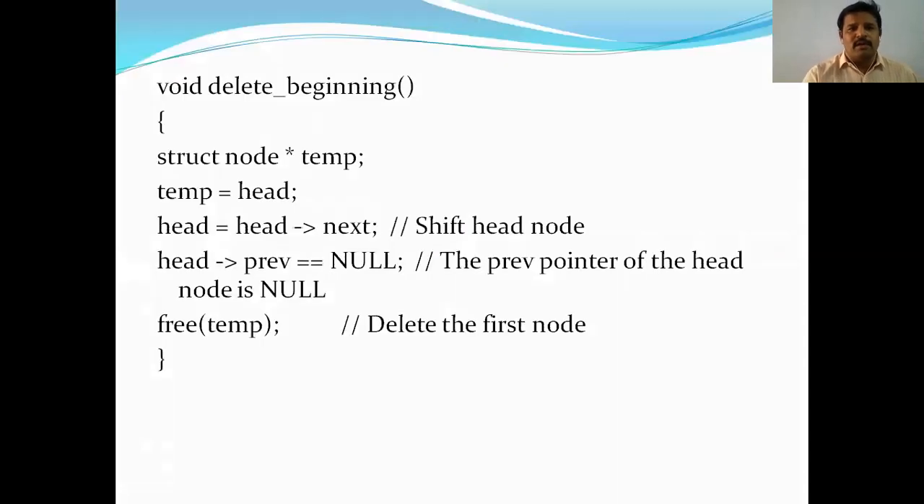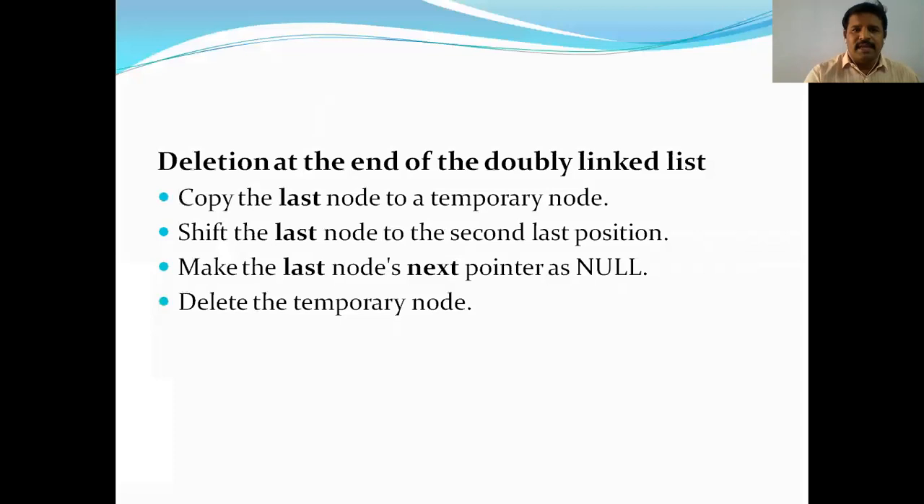Then this is the code for deleting the node at the beginning. We make temp equal to head, head equal to head next, head previous equal to null, and then delete the temp node. In this way, we can delete the first node of the double linked list.